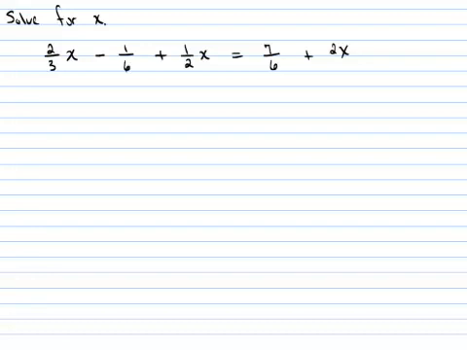Solve for x: 2/3 times (x minus 1/6) plus 1/2 times x equals 7/6 plus 2 times x. See, at first glance, this problem just looks nasty. It looks like it's going to be complicated to solve. But if you keep in mind that if you get rid of all these denominators, this becomes a nice problem, then it's not too bad.